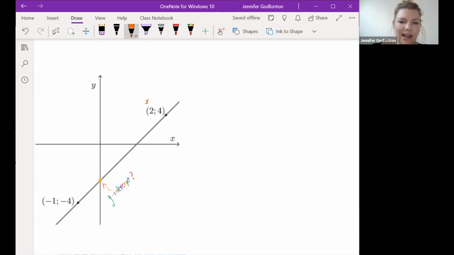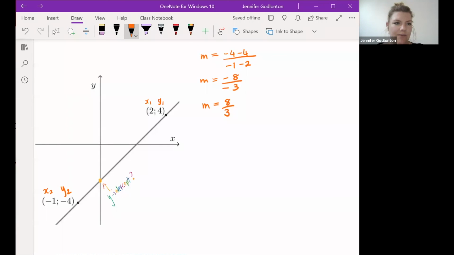So I'm going to make that x1 and y1 and x2 and y2, but you can do it the other way. You could have made that x2 and y2 and x1 and y1. Doesn't matter. So m is going to be -4 minus 4 over -1 minus 2, which is -8 over -3. A negative and a negative becomes a positive. I can't simplify that further, so I'm just going to leave it as +8 over 3.